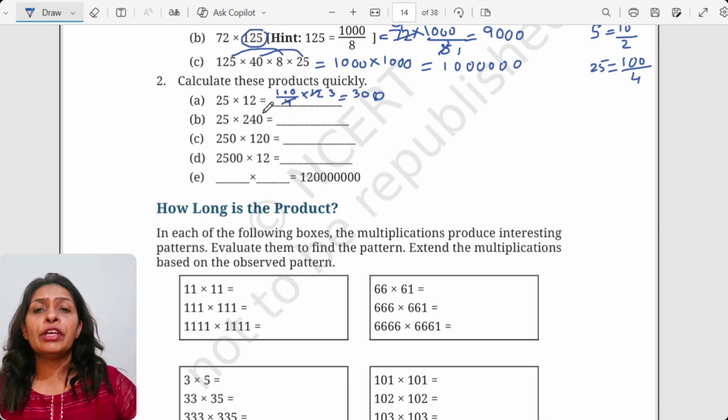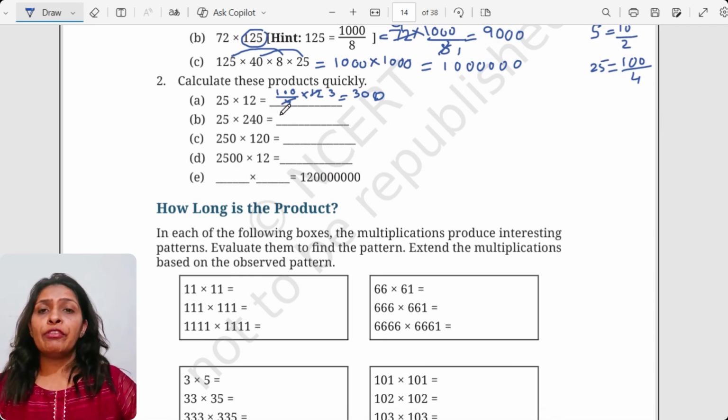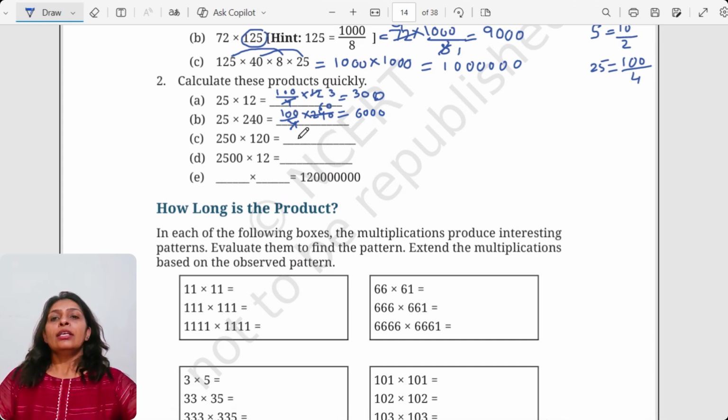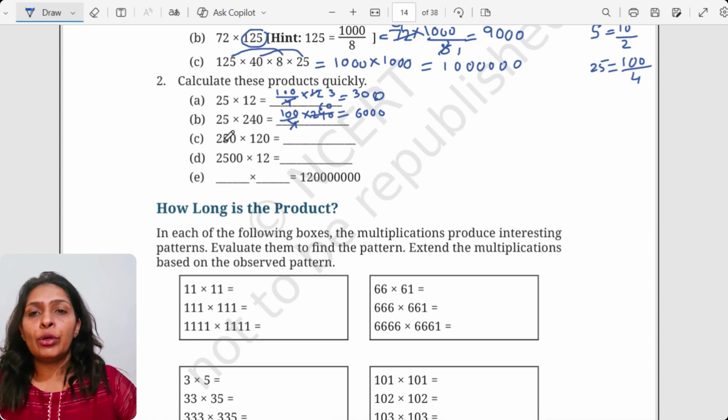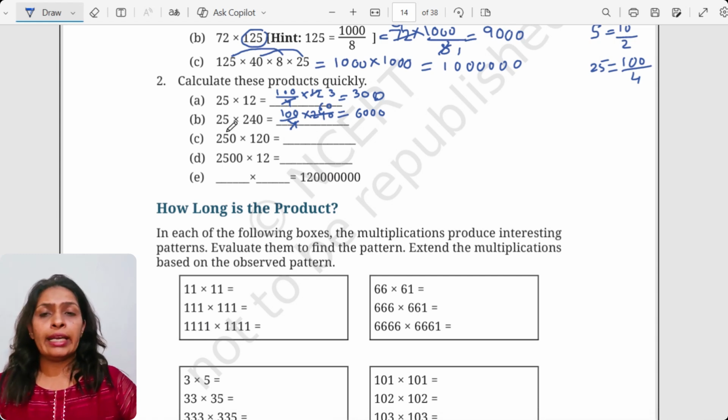Now 25 into 240. 25, again, the magic number, we can write it as 100 over 4, and as it is, we have 240, and we are going to get here, this is going to be 60. 60 into 100, that is 6,000. Okay, so similarly 250. Now 250, what you can do is, if you can just write that directly, it's fine.